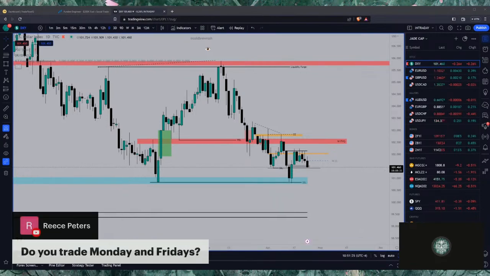Do you trade Mondays and Fridays? Sometimes, if I can see the market's really one-sided and there's not a whole lot of news. To me, I'm leaning short on the dollar right now. So today could possibly be a day where you could position yourself, because I don't believe we have any major news until Thursday.